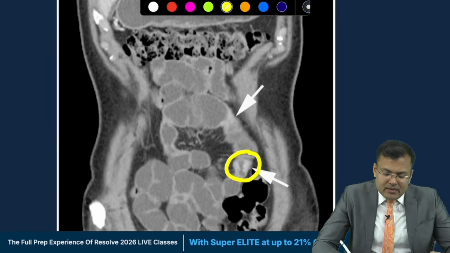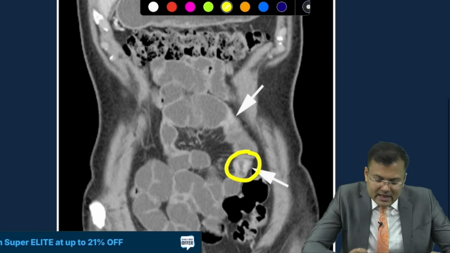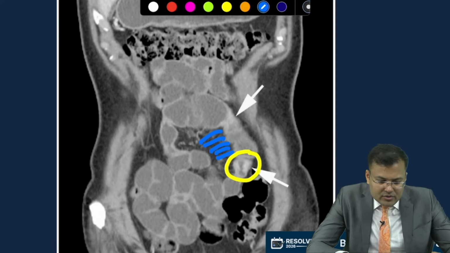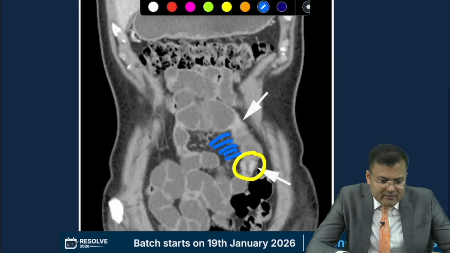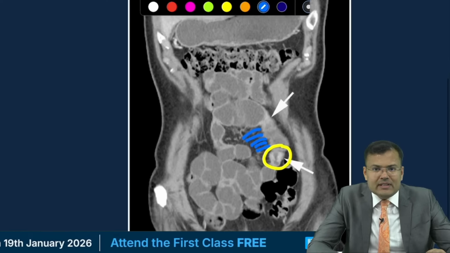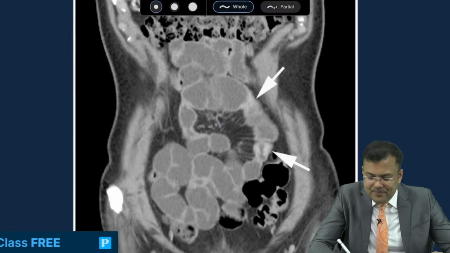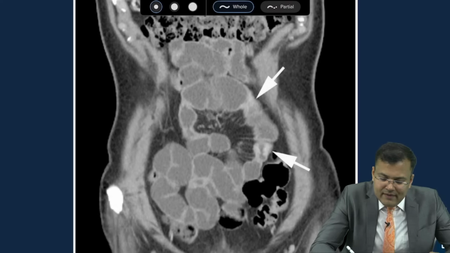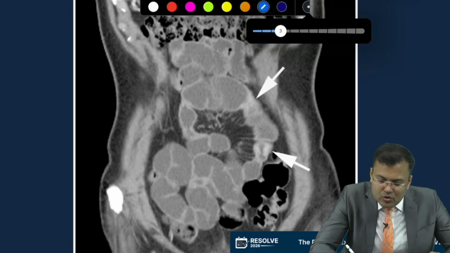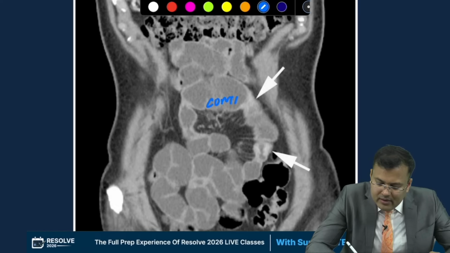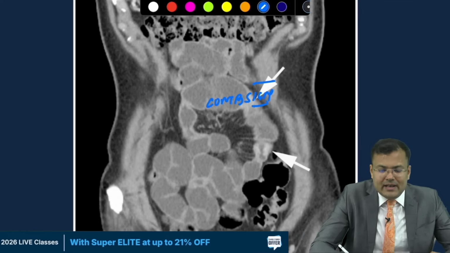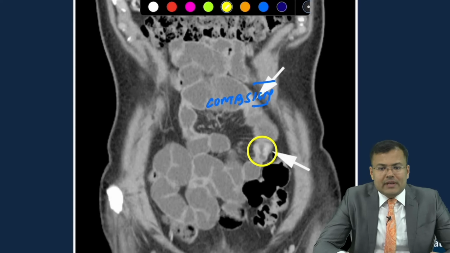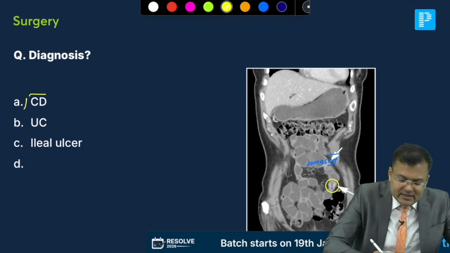Yes, there is submucosal fat around the bowel, and you can notice that here is the comb sign, vascular jejunization of ileum. So comb sign, exact image it was, very good. So this is Crohn's disease, guys. You can see vascular jejunization of ileum, and this is the fat halo sign. So comb sign and fat halo sign. So obviously you know the correct answer is Crohn's disease.